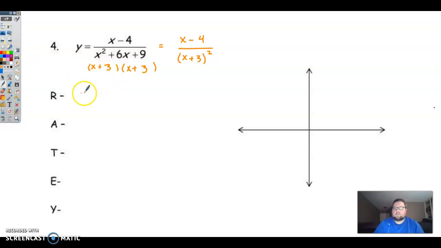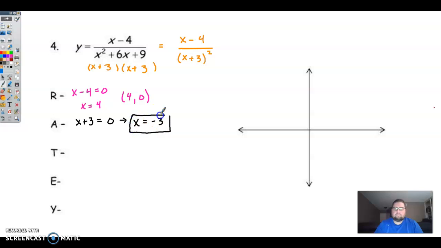All right, so numerator is going to be set equal to 0 for the root. x equals 4. Write it as a point, (4, 0). All right, asymptotes: set our denominator equal to 0. And remember, you don't have to include the square. Just pull out that part inside the parentheses. So x equals negative 3. Togetherness is a yes, because we have a perfect square at x equals negative 3.